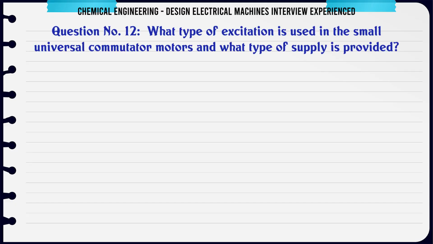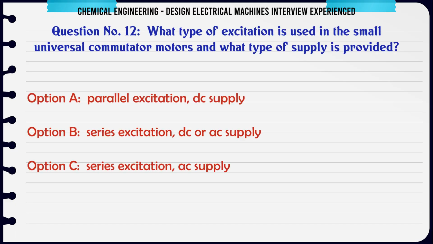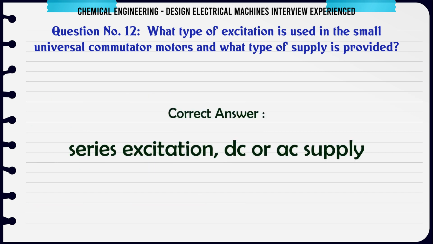What type of excitation is used in the small universal commutator motors and what type of supply is provided? A. Parallel excitation DC supply, B. Series excitation DC or AC supply, C. Series excitation AC supply, D. Parallel excitation DC supply. The correct answer is series excitation DC or AC supply.